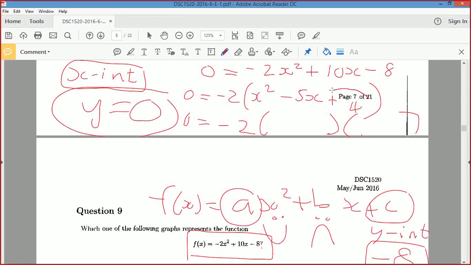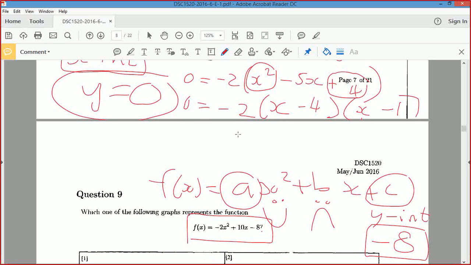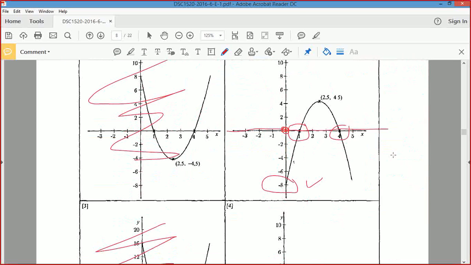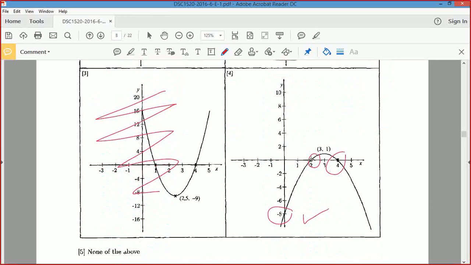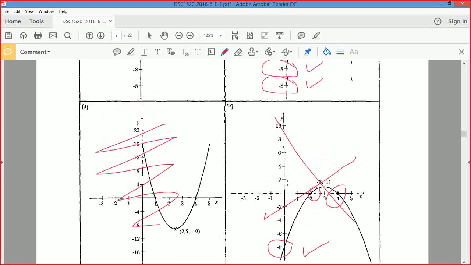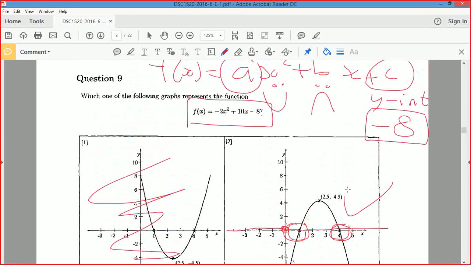This is an easy one to factorize. You've got plus 4 there, so it needs to be a minus and a minus. You've got an x there, so it's an x and an x. There we go. So x is 4 or x is 1. So which option is correct? There's 4, there's 1. I like that one. Here's 2 and 4. I don't like that one. Okay, perfect.